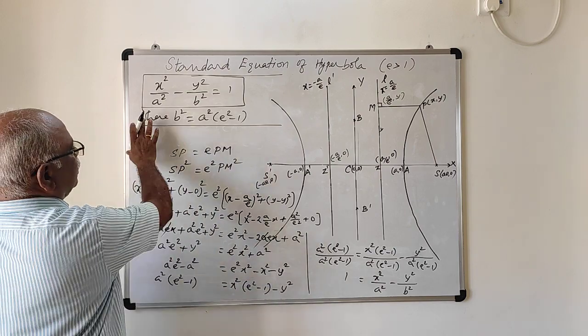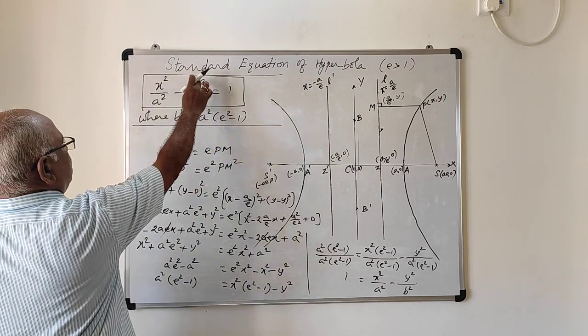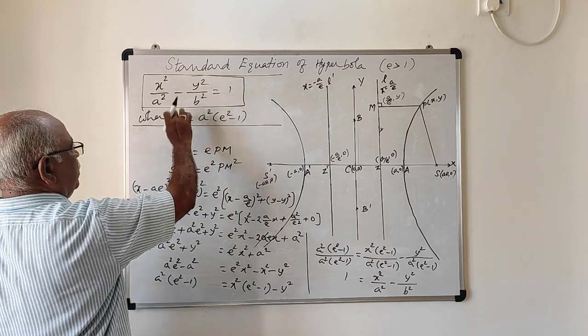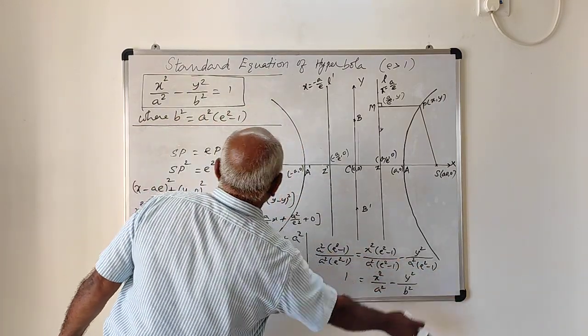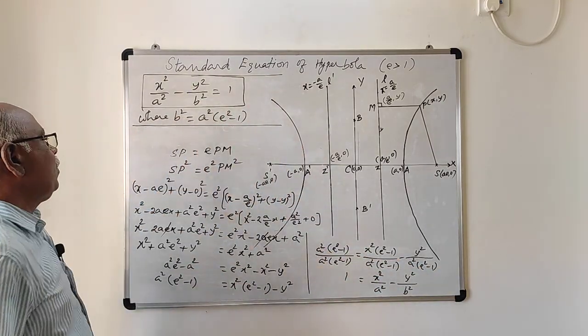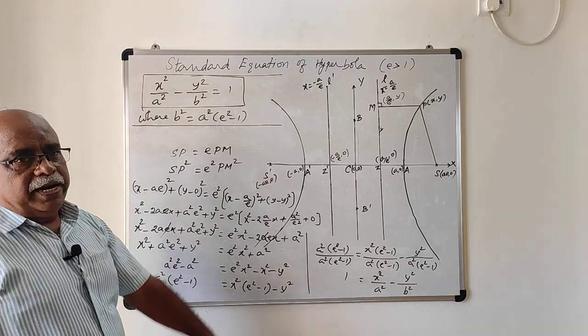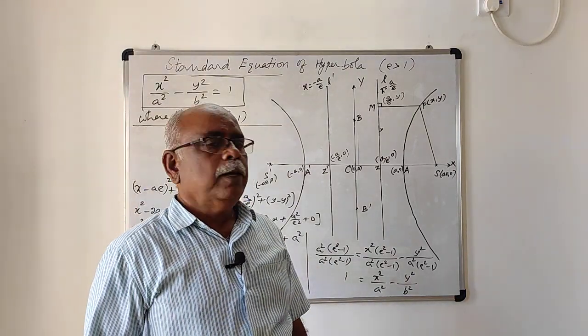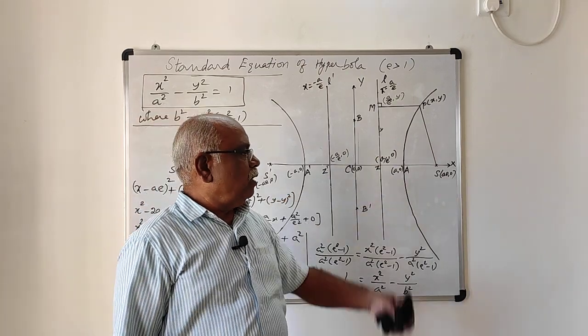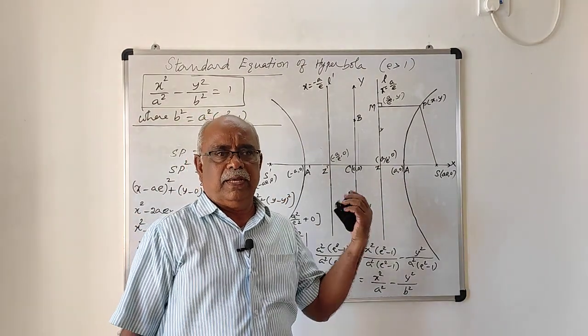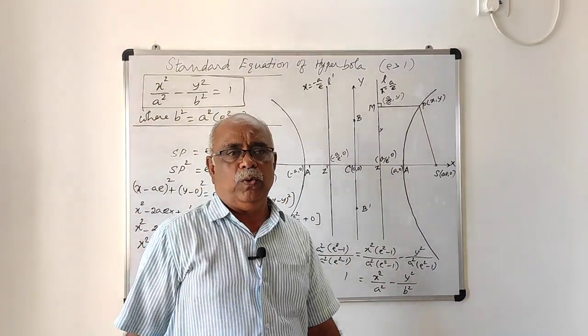Okay, this is the standard equation, x square by a square minus y square by b square equal to 1, where b square is a square into e square minus 1, where e is greater than 1. That's all about the standard equation of the hyperbola. We will discuss the concepts of the hyperbola in the next video. Thank you.